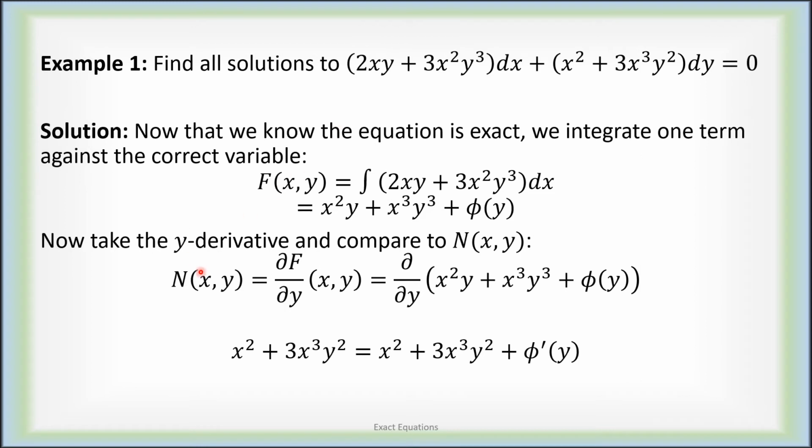But that should all be equal to capital N, which is x squared plus 3x cubed y squared. So we have x squared plus 3x cubed y squared, this is capital N, equals x squared plus 3x cubed y squared plus phi prime of y. This was the derivative of what we had found up here, d by dy specifically. Notice that in this case, phi prime of y can easily be solved for. It's just 0.